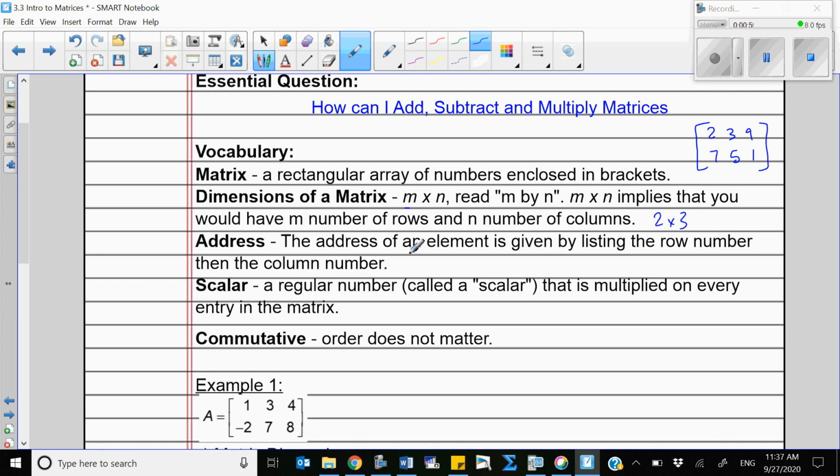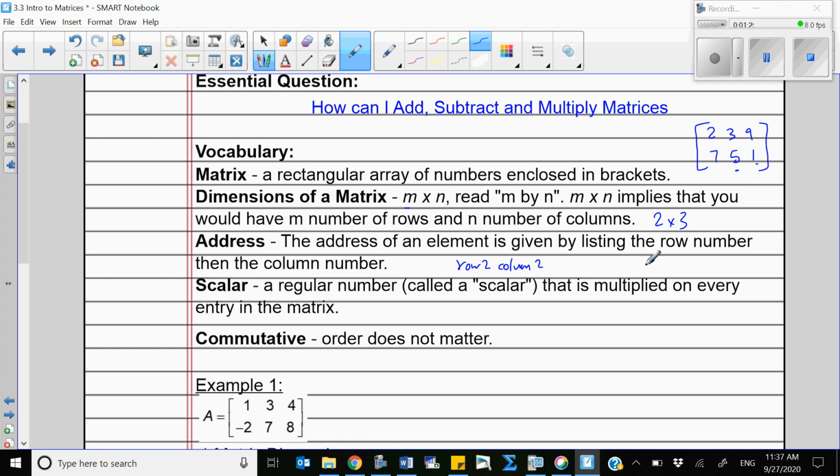Address. The address of an element is given by listing the row number, then the column number. For example, let's find the address of number 5 that is located here. This entry has been located at row 2 and column 2. So I can just list them, row 2, column 2.